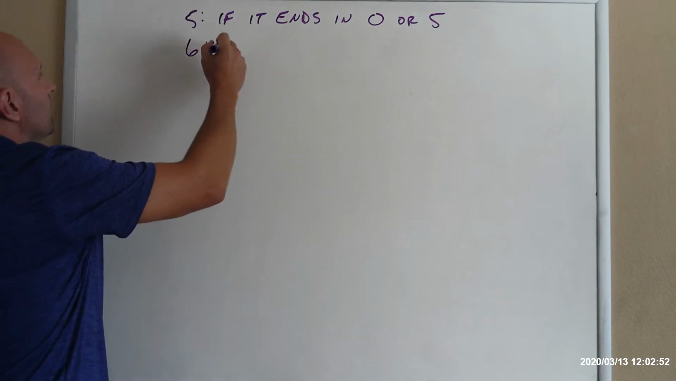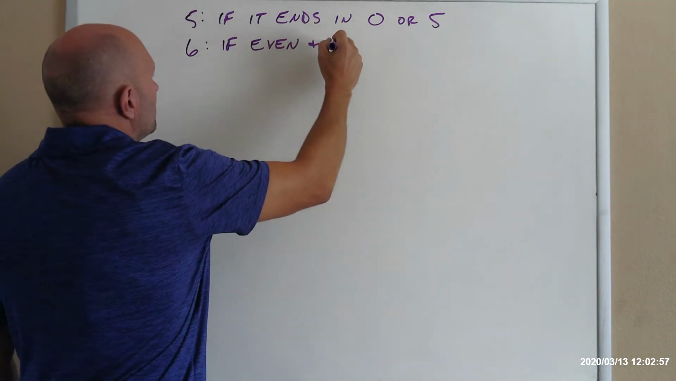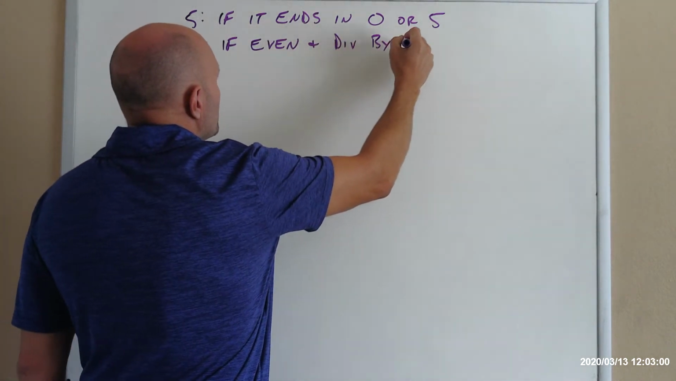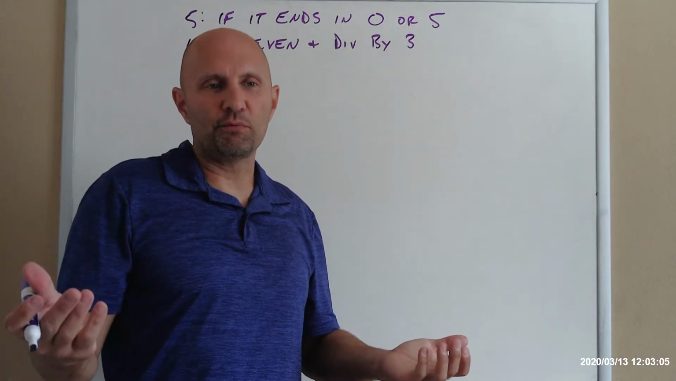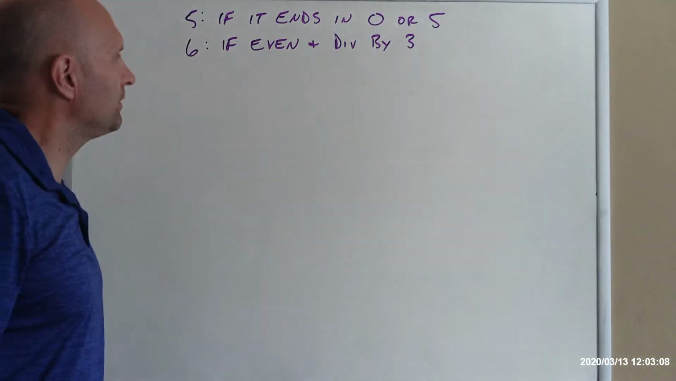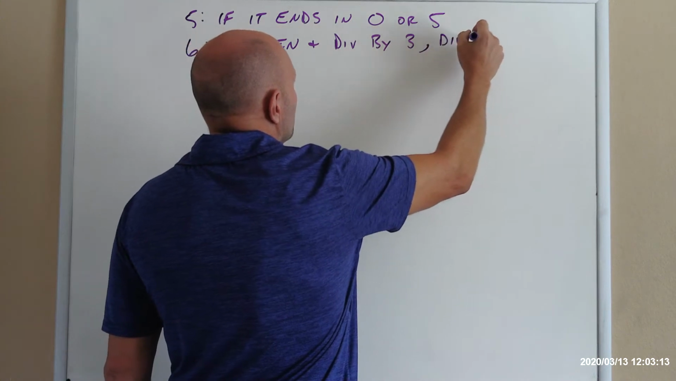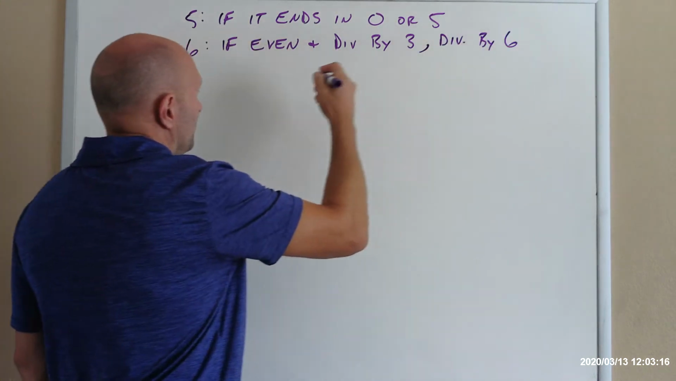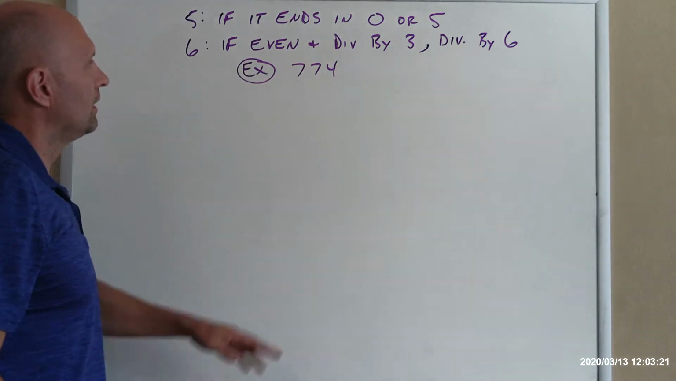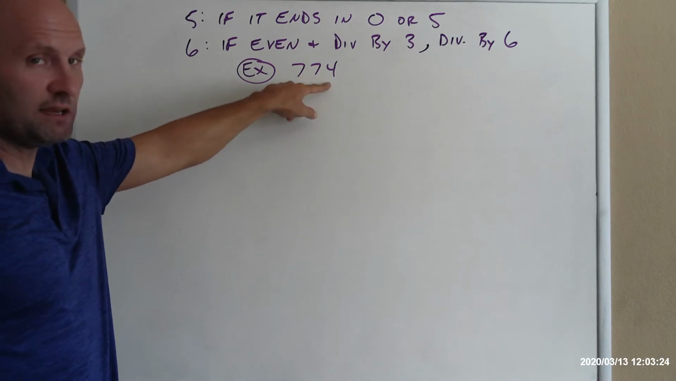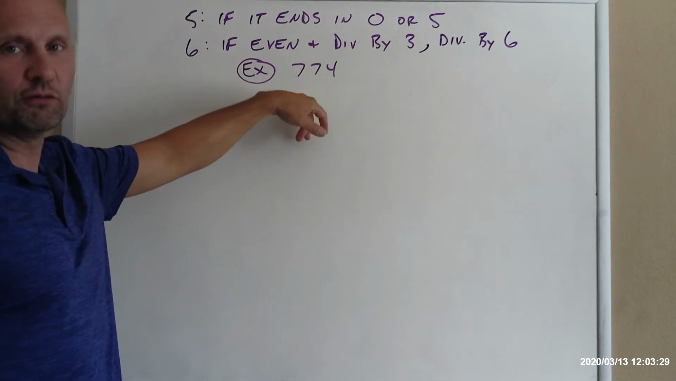6. If it's even and divisible by 3. So even is what? 2. Divisible by 3, 2 times 3 is 6. So we're combining those two. So if it's even and divisible by 3, then it's divisible by 6. And we can go back to that example we had for 3, right? 774. Well, we know this is divisible by 3. It's an even number. So without even crunching it, calculating it, I know this number is divisible by 6.